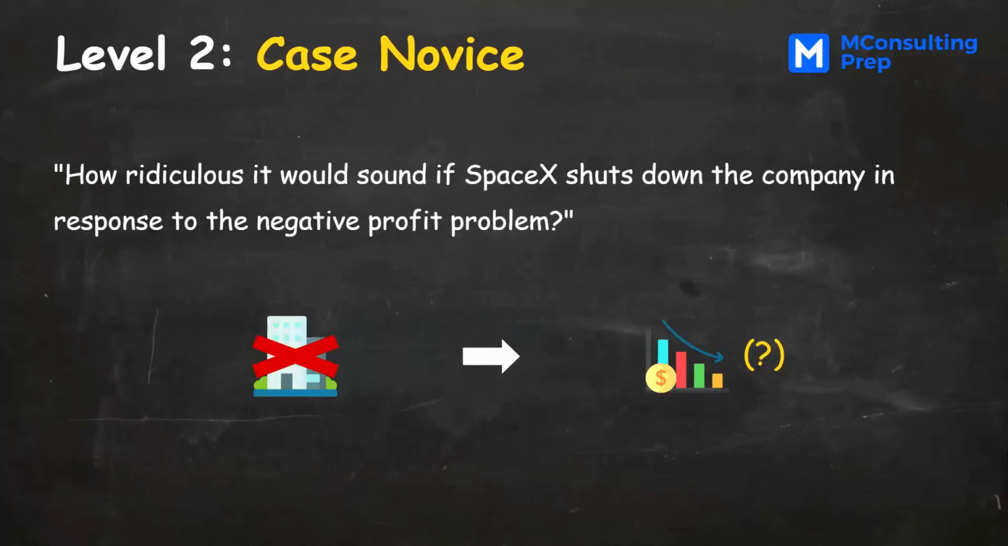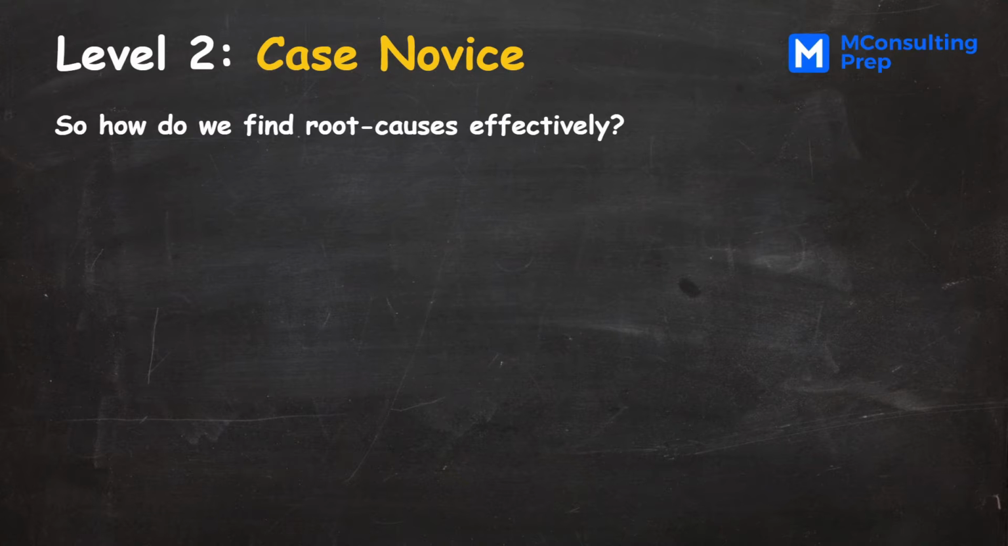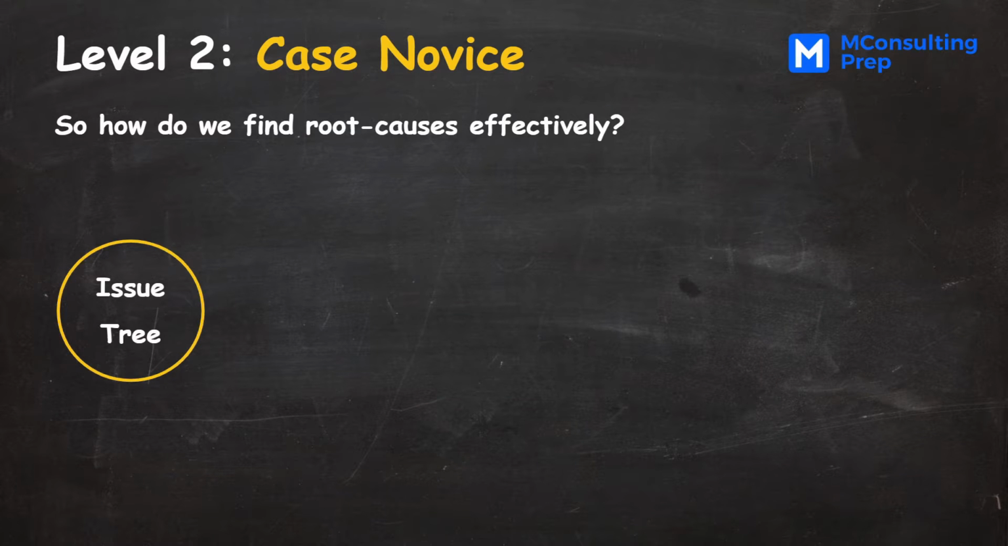Imagine how ridiculous it would sound if SpaceX shut down the company in response to the negative profit problem. That would surely cut the symptoms of negative profit, but as soon as we try to reopen, the problem will resurface. So how do we find root causes in the most efficient and effective way? There could be thousands of possible reasons, and the whole process can take years. This is where the concept issue tree comes in.